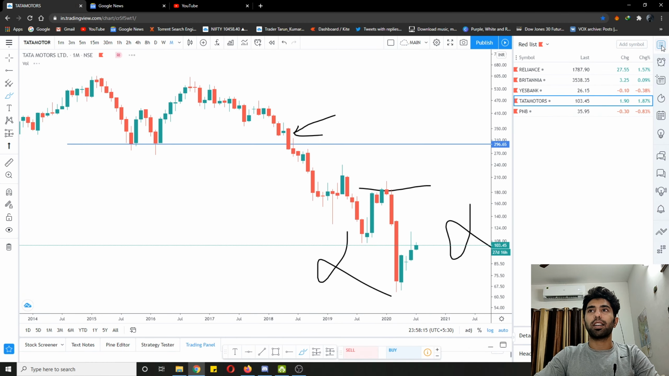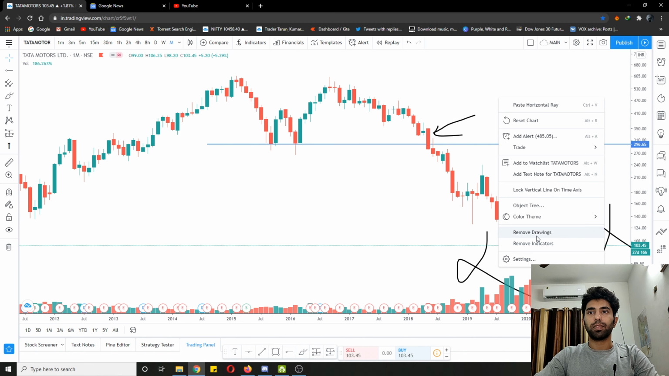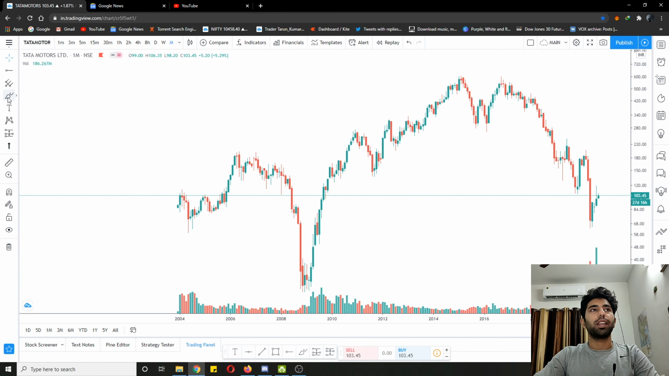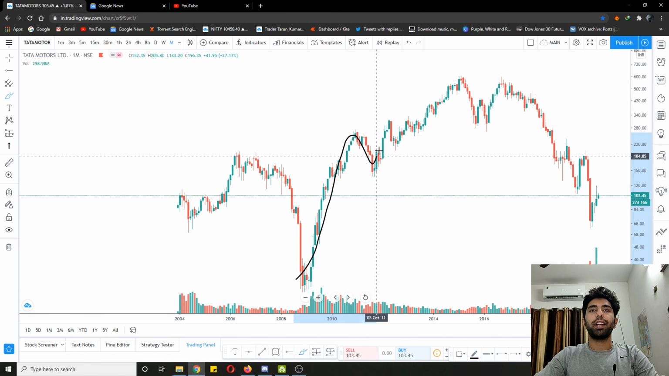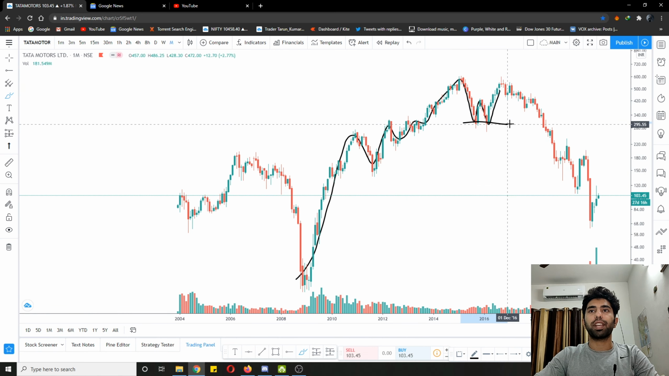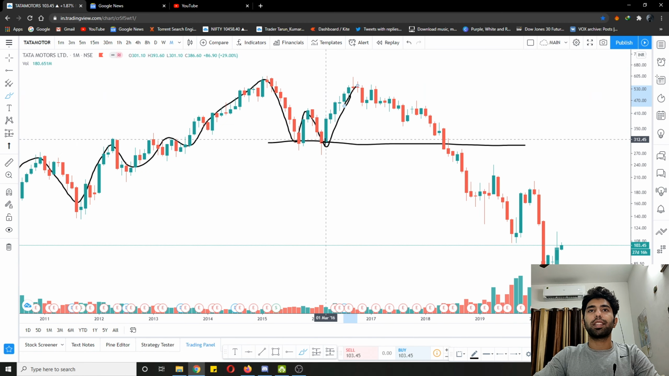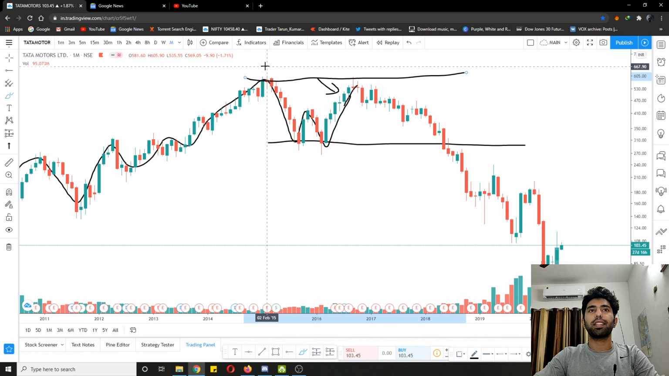Now here I have Tata Motors. Same on the monthly levels, that we were in an uptrend, and here we made a double bottom. So this becomes an important support, and this time in this swing, this current swing, we could not go above the previous high. This is the previous high.